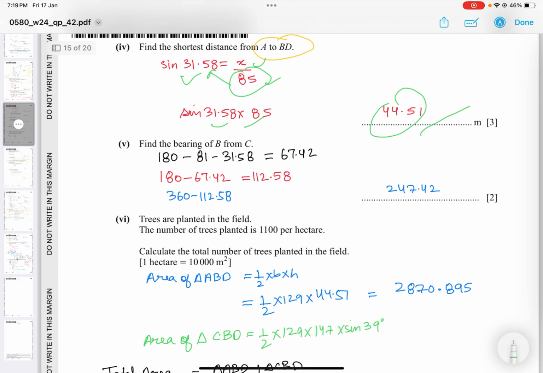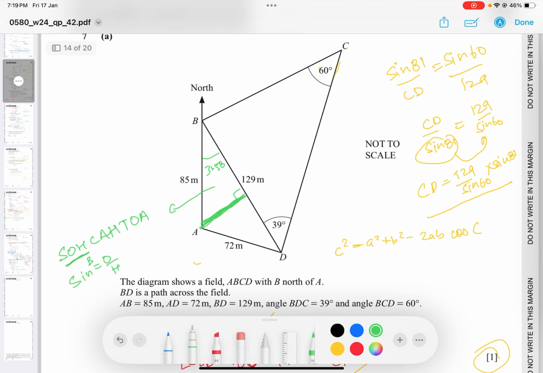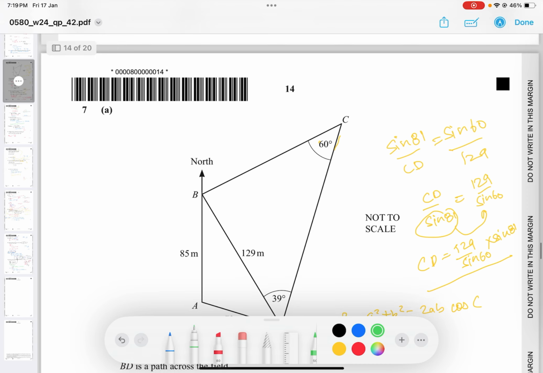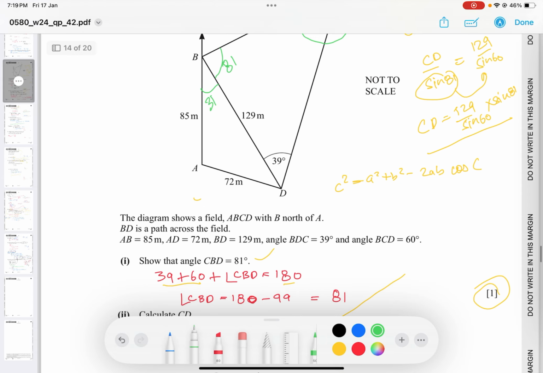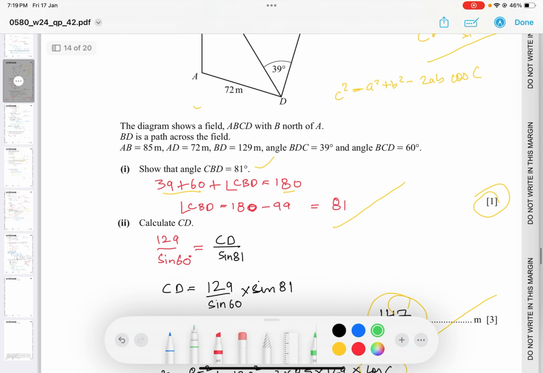Very good. Now find the bearing of B from C. Now listen, let me erase this one for you. Now B from C, first of all we will make a north on C, from C. So we will start from C. Now we need this angle. All right. So to find this angle, carefully, we know this one. This is 81. Okay, this is 31.58.